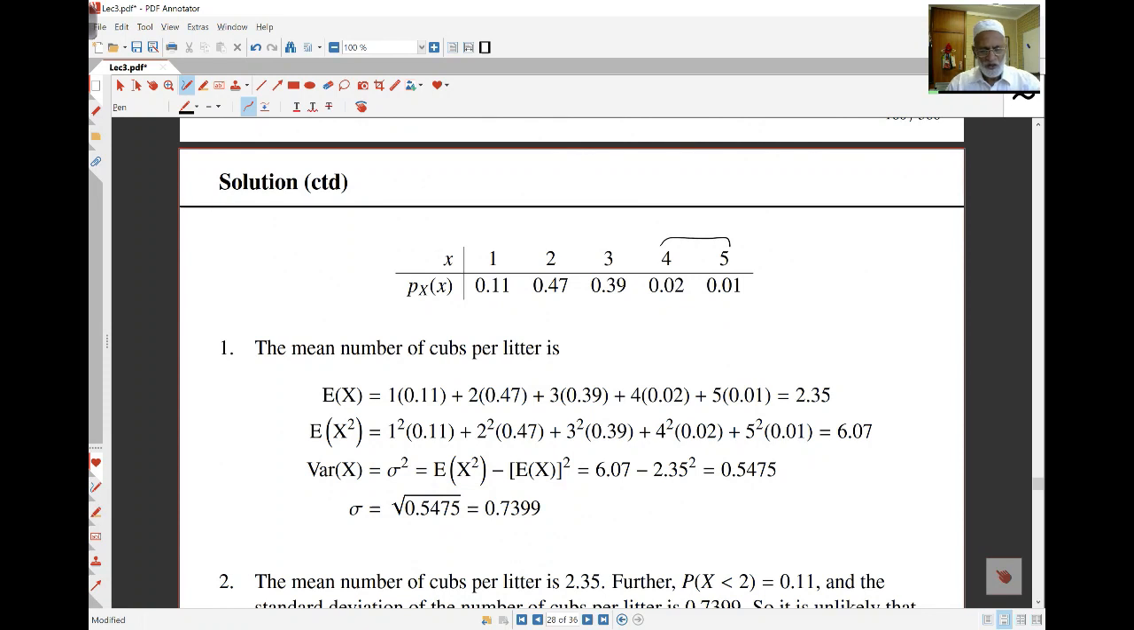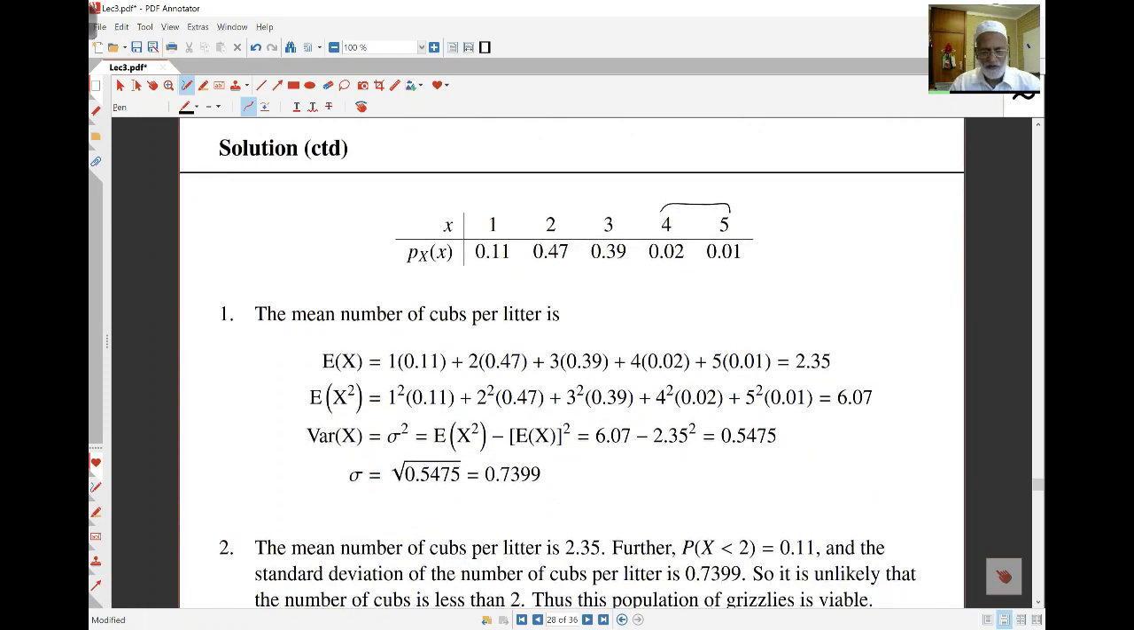So here I want the mean of the number of cubs per litter. So it's going to be again the value of the random variable times probability, and add them all up. And I've done the calculations: 1 times 0.1, 2 times 0.47, 3 times 0.39, 4 times 0.02, 5 times 0.01. The mean comes to 2.35 cubs.